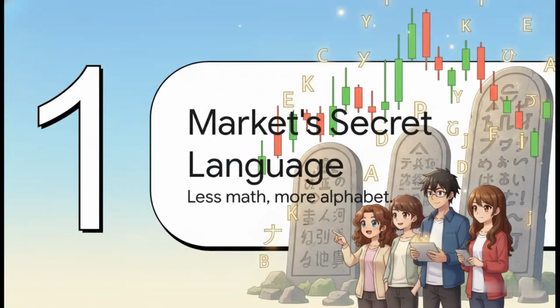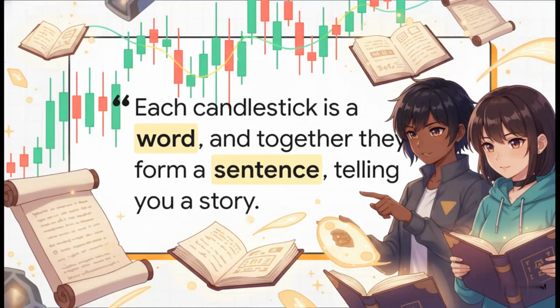Okay, first up, the market's secret language. And right off the bat, I want you to make a little mindset shift. We're not doing heavy, complicated math here, okay? Think of this as less like math and way more like learning a new alphabet. Seriously. And this idea says it all. Each candlestick is a word, and together they form a sentence telling you a story. I love that. That is exactly what we're doing today. We're not crunching numbers. We are learning to be translators for the story the market is telling us.